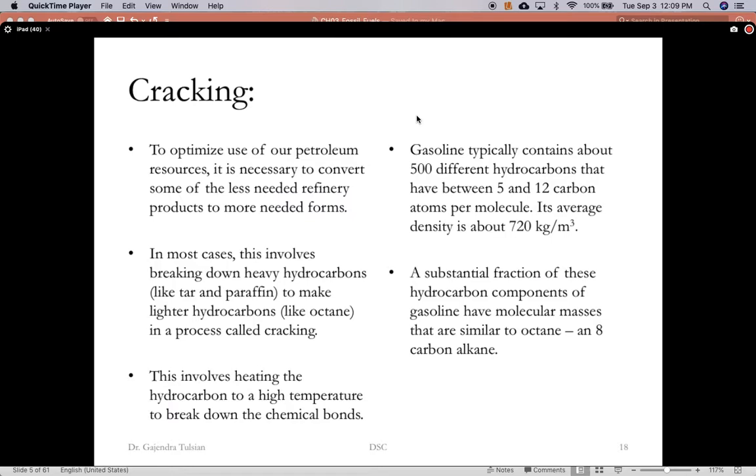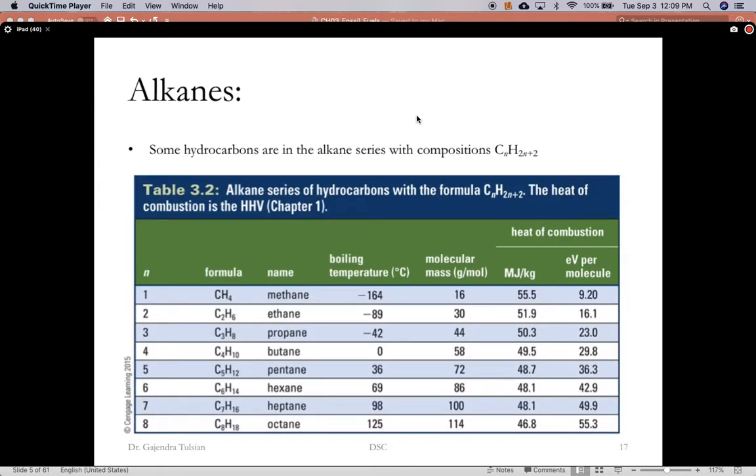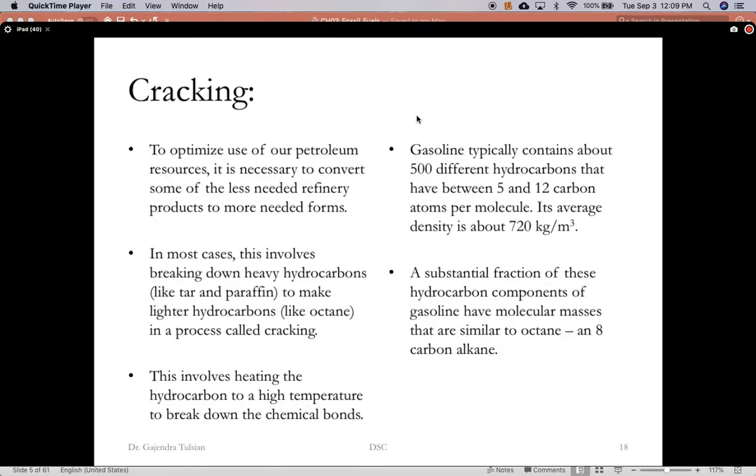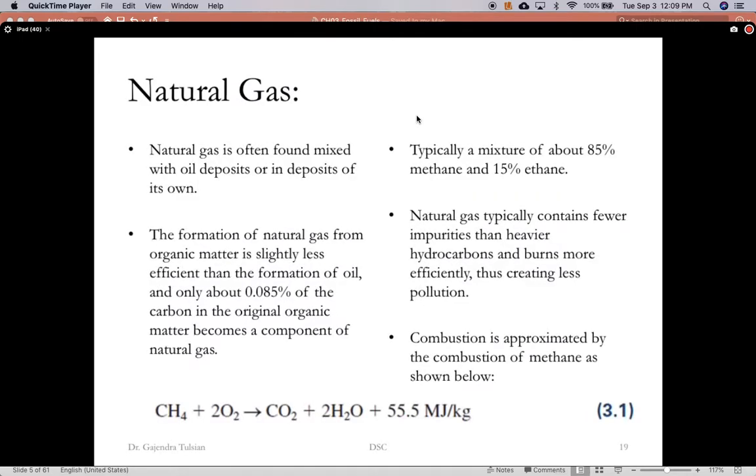Gasoline typically contains about 500 different hydrocarbons, 500 different kinds of compounds that have between 5 and 12 carbons. A substantial fraction of these hydrocarbon compounds of gasoline have a molecular mass similar to that of octane, an 8 carbon alkane. This is the octane molecule. And that's where the octane rating on your gasoline comes from.